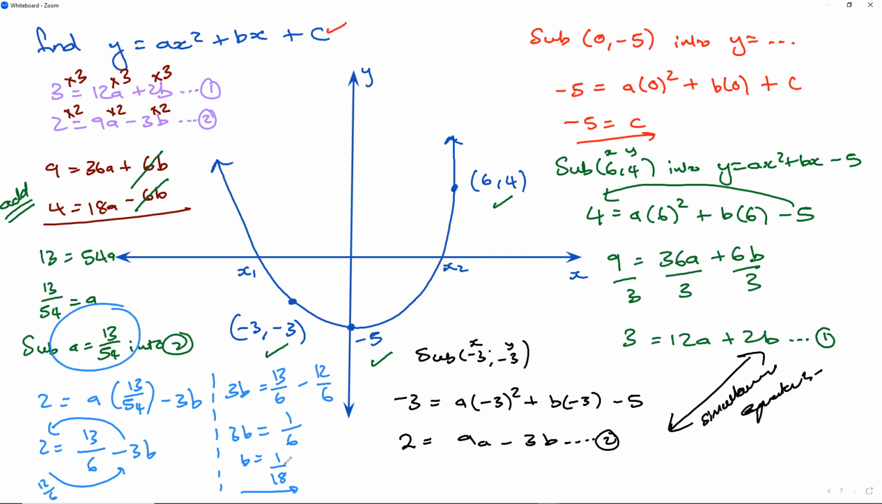So I got my a value, I got my b value, and I got my c value. So I can now find my final equation for this. And my final equation is going to be this. Let's put it over here.